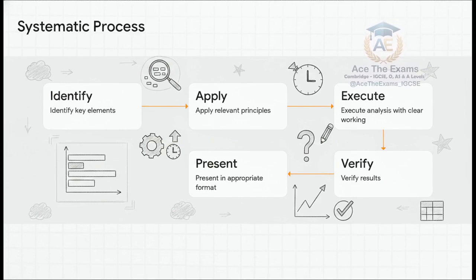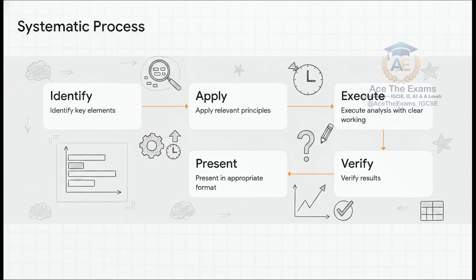Step 1, identify key elements. Do a quick 60-second visual scan of the data to extract the core trend. Which process arrived first? Which one is the longest? Step 2, apply relevant principles. Based on the constraints, are you using first come, first served, or are you implementing shortest job first?